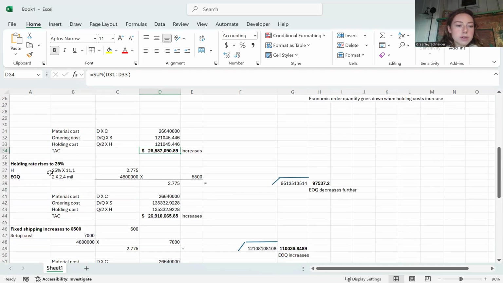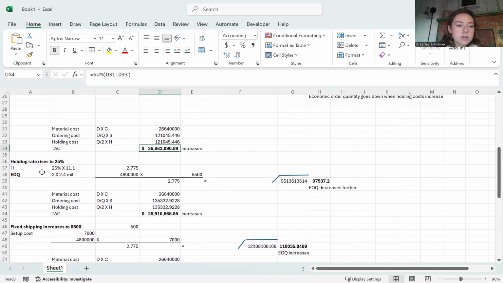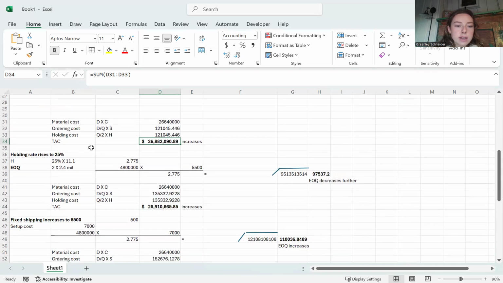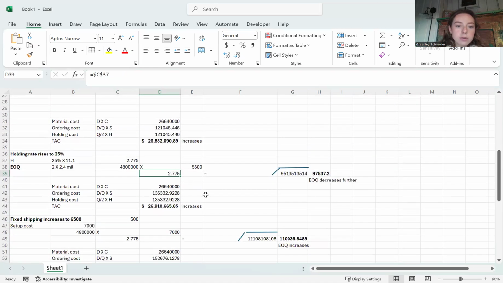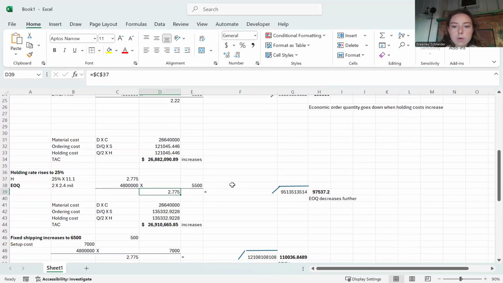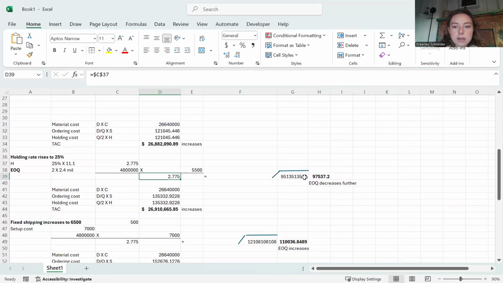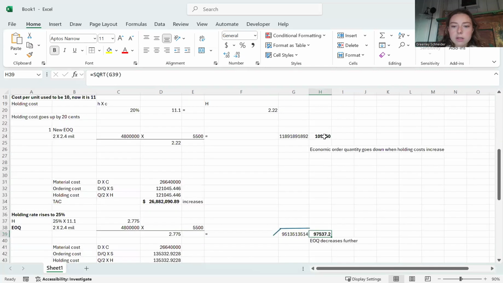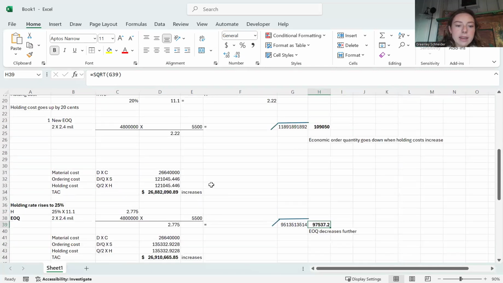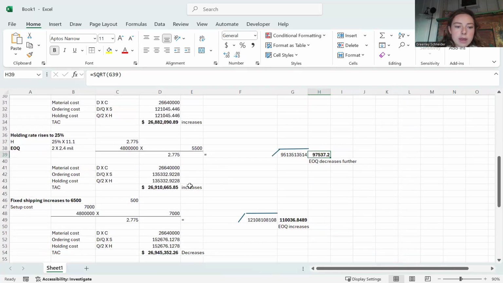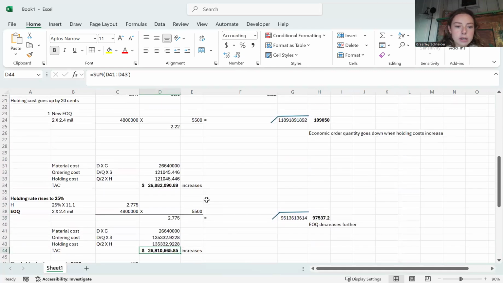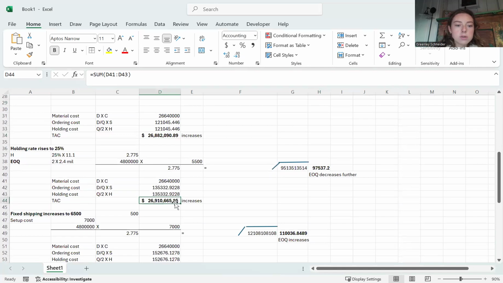So moving on to the next prompt, our holding rate rises to 25%. Once again, I carried the formula down and I just changed 20 to 25%, and it changed our variable H once again further to 2.775. So it is going to increase again, and our EOQ is going to further decrease from what we had before. And as we saw, it has an inverse relationship, and our TAC, our total annual cost, is going to increase slightly, this one to closer to $27 million.